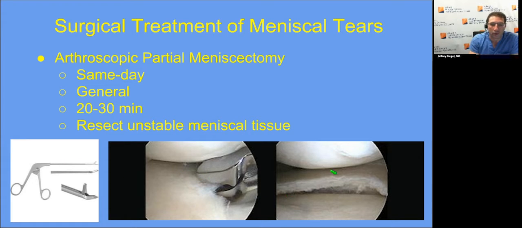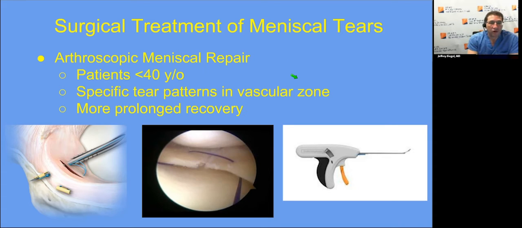It's a long, narrow instrument. It's called a meniscal biter or basket, and it allows us, through a small incision, to introduce it into the back of the knee, and then remove unstable tissue, and the meniscus should look something like this after the unstable tissue has been trimmed back.